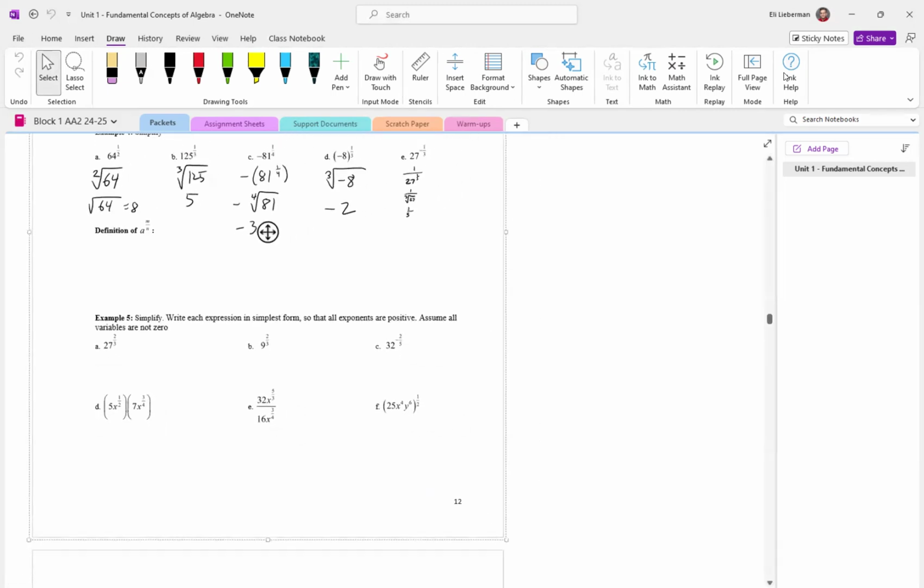Okay, so definition of a to the m over n. Let's remember that we know the a to the mn just kind of went away.